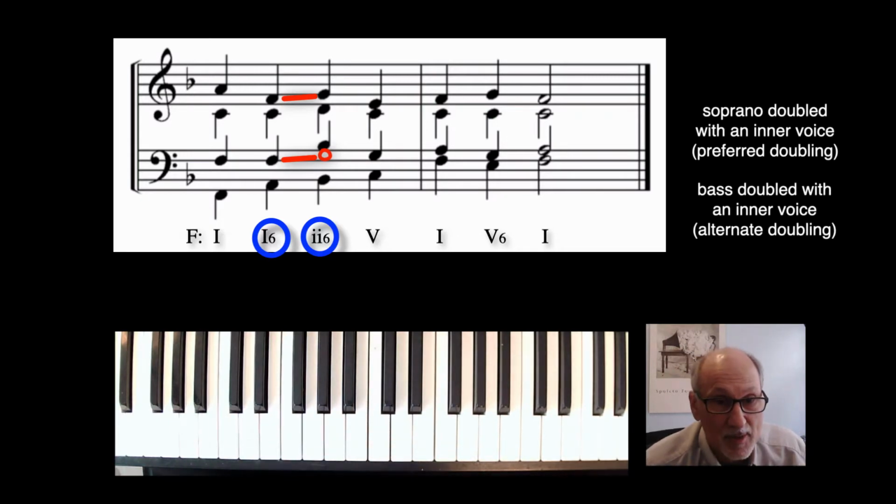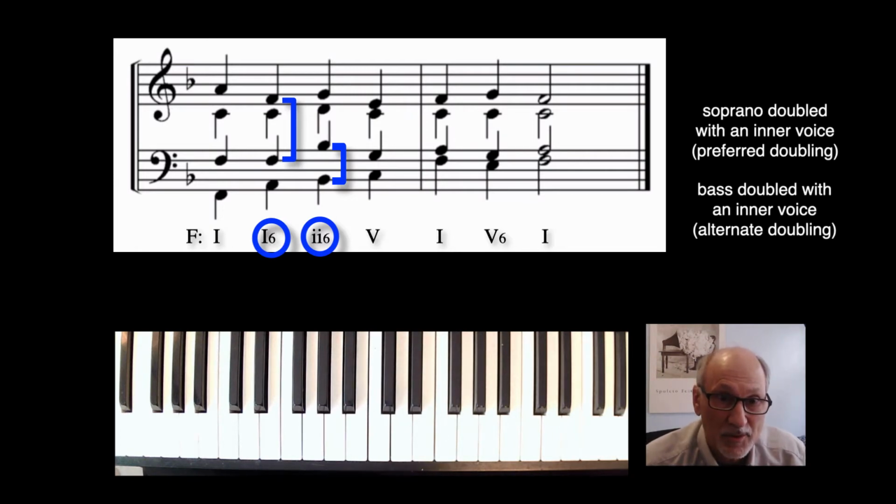Okay, so bottom line, if you have 2 first inversion chords in a row, you may have difficulty avoiding parallel octaves. So don't be afraid to use a different doubling rule. In other words, first double the soprano with an inner voice. That's always the best. But you can double the bass with an inner voice as well.